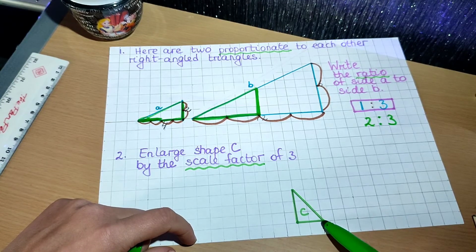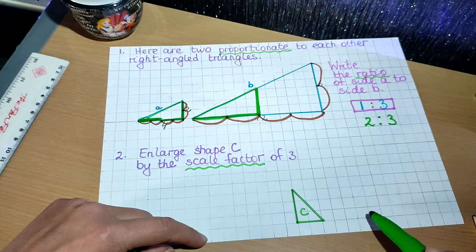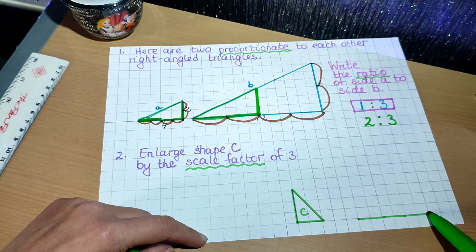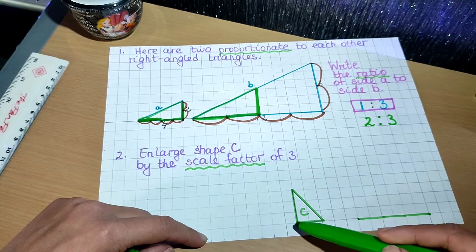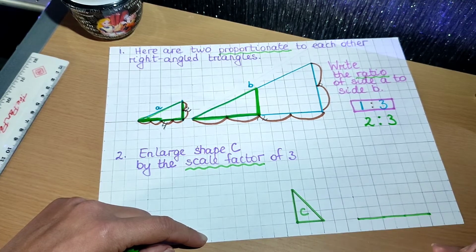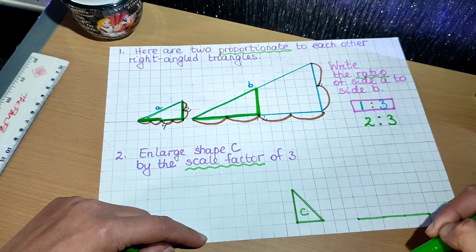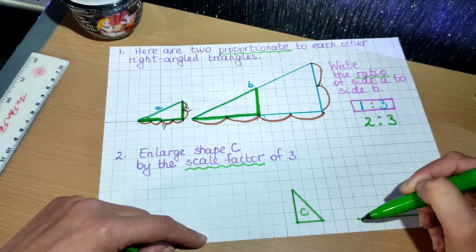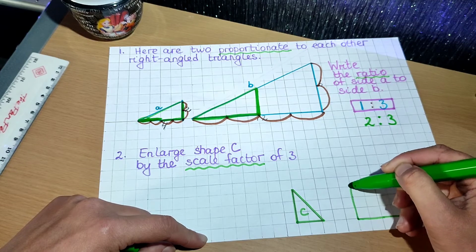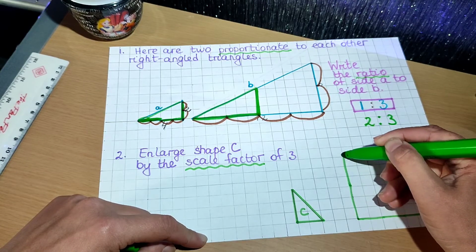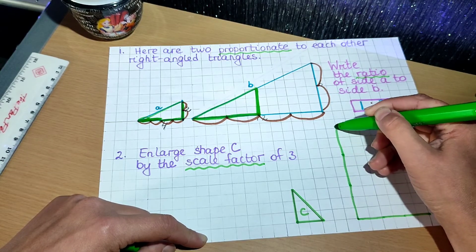So how many squares is this side? 2 squares. So we need to times it by 3. 2 times 3 is 6. So now it's going to be 6 squares. How long is this side? 3 centimeters, so 3 squares. We need to times it by 3. 3 times 3 is 9. So 1, 2, 3 goes all that way.